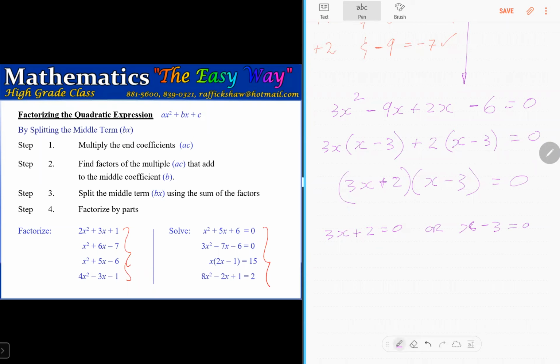And then from this, if I want to find x, I just cover the 2 first, and I get 3x equals minus 2. And then I divide by the 3. Divide both sides by 3.